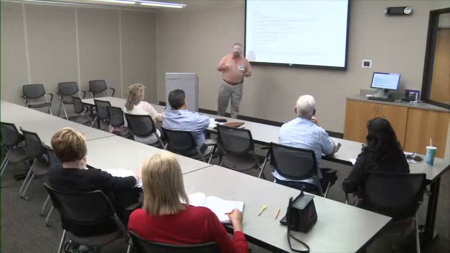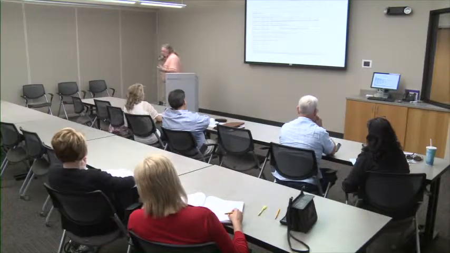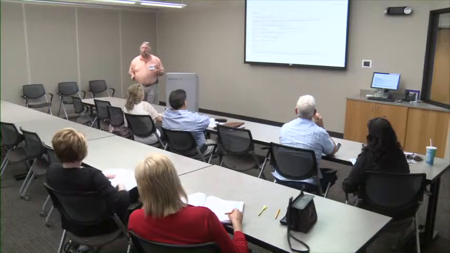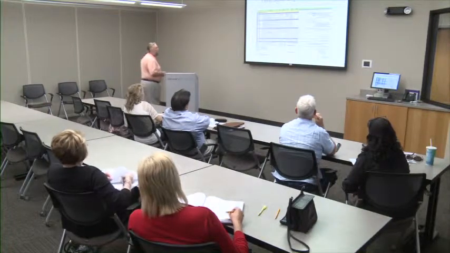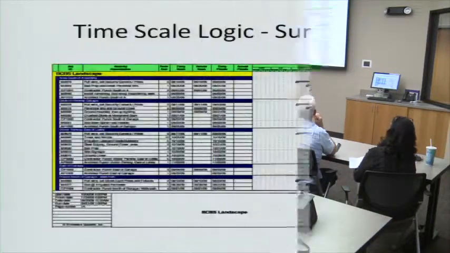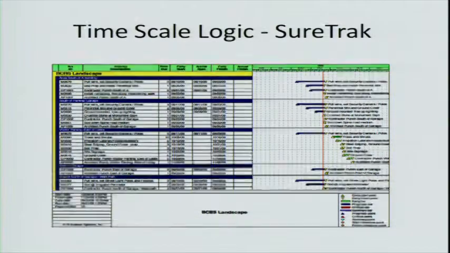We can start looking into critical paths and things like that to find out what we're looking for, to make sure that we're staying where we're supposed to be. But this is a time logic scale with SureTrack. You can put this into SureTrack and then that PERT chart comes right out of it. It makes both of them at the same time with this program.